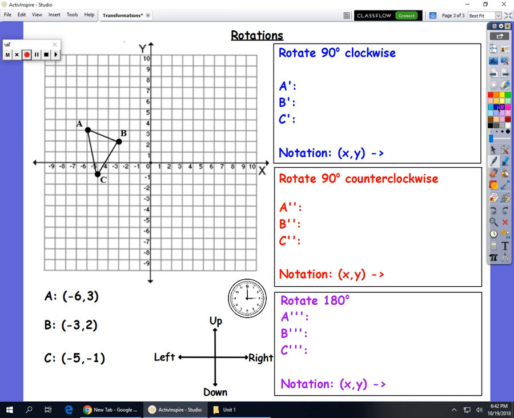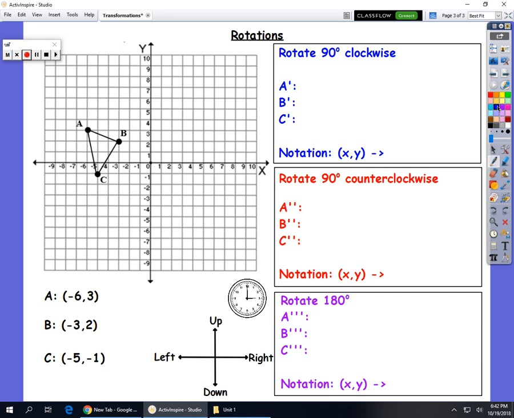Oh my goodness, rotations. Rotations are, in my opinion, the worst of the three rigid transformations and the easiest to mess up. I hope I do not mess up during this time. So, for our first transformation, we're going to rotate this triangle 90 degrees clockwise.